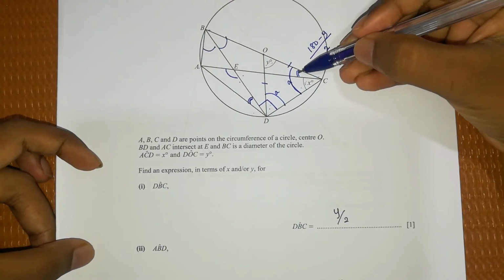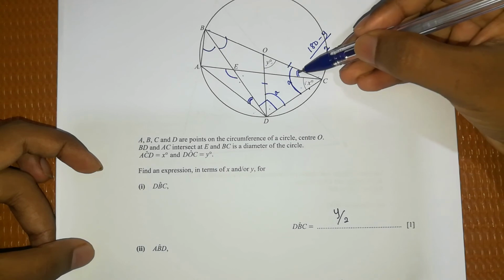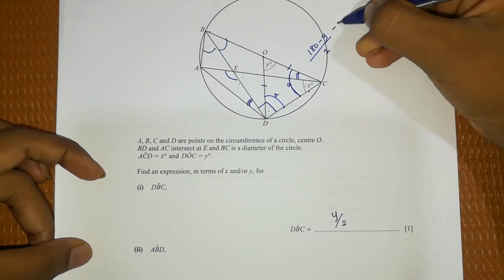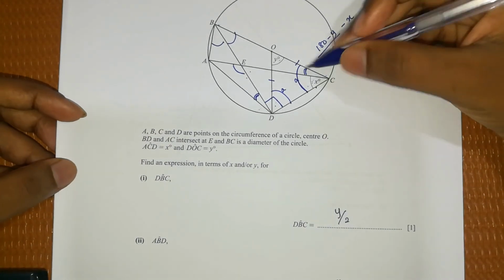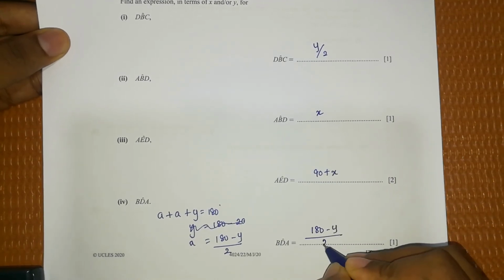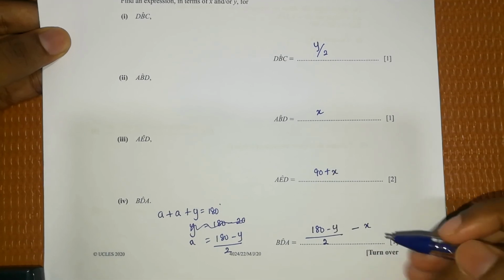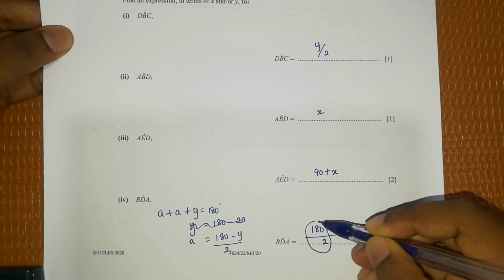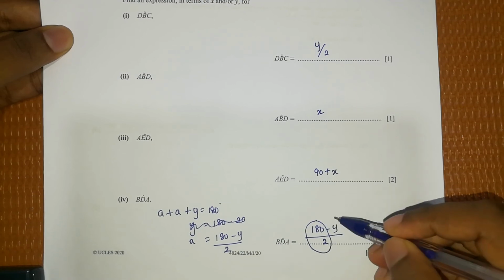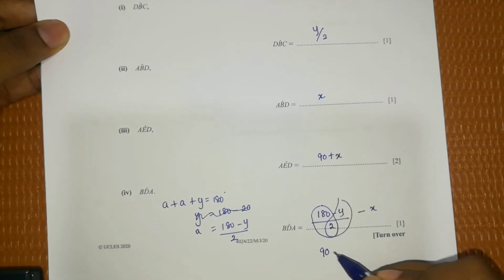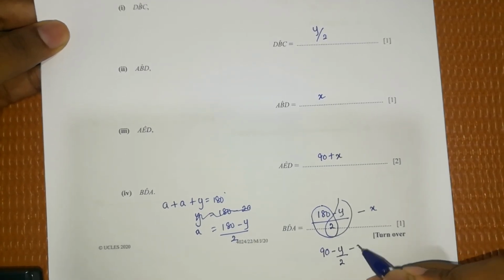But I need to find this one, and this is x. So in order to find this one, I should take away x from this answer like this. So that is the angle I want. I can write it as (180 minus y) divided by 2, minus x. If you want, you can simplify this. When we simplify it, you have to take 180 and y separately, so 180 divided by 2 is 90, minus y over 2, minus x.